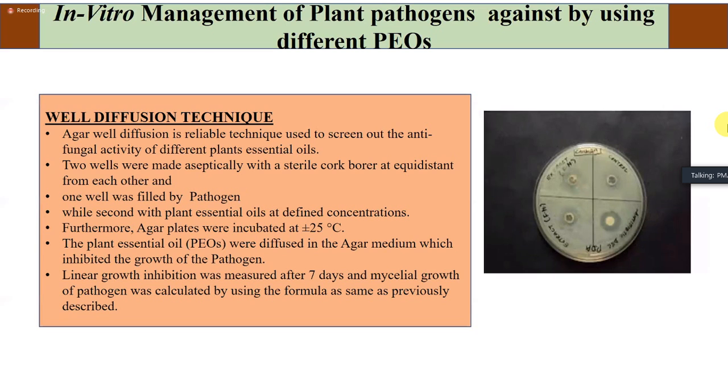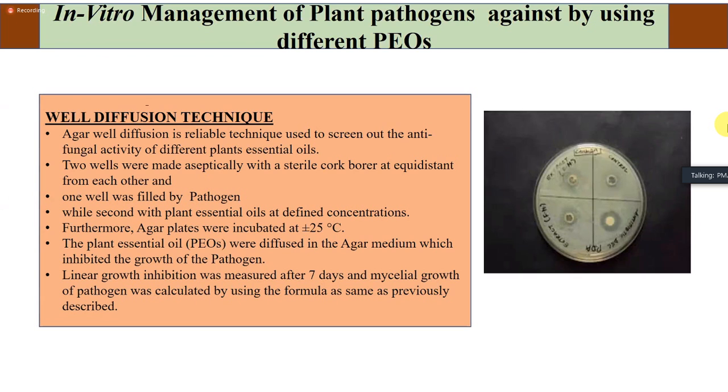The other method we also use in our lab is the well diffusion technique. Agar well diffusion is a reliable technique used to screen antifungals from plant essential oils. Two wells were made with a sterile cork borer at a distance from each other, and one well was filled with the pathogen, for example Botrytis cinerea, which causes bunch or grey mold in grapes. A limited amount of inoculum is poured in one well, and in the other well you put the plant essential oil, which diffuses in the media and inhibits the growth of the pathogen.